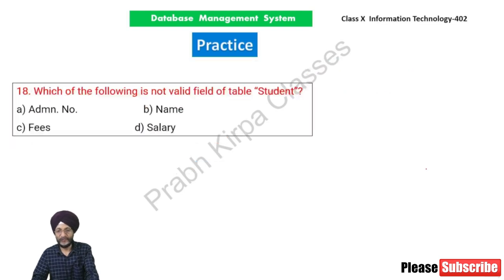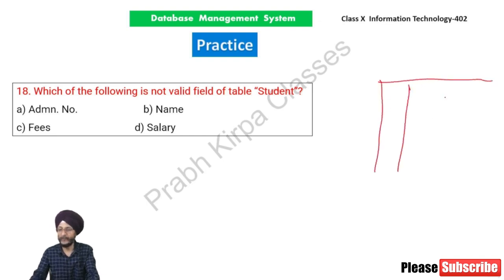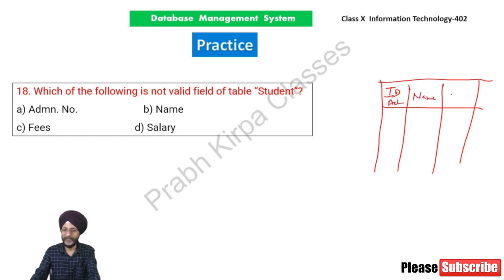Next, which of the following is not a valid field of student? Suppose we want to create a student table, we mention here student ID or admission number. Here we mention his name. Here we mention his fees, whether paid or not. Is a student given any salary? No. A student is not given any salary. It is only given to employees. So our answer is, salary is not a valid field.